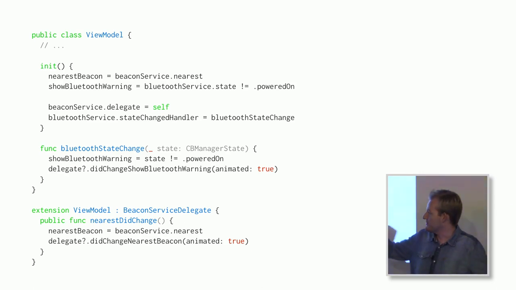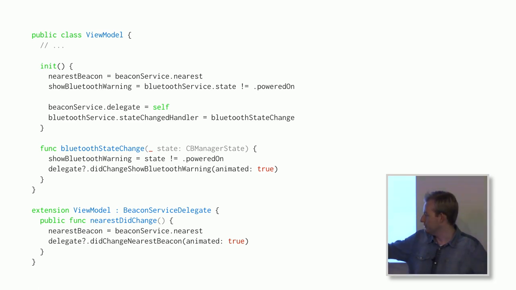In the initializer, it sets its initial state for the nearest beacon from whatever the service has, as well as the initial state for the Bluetooth warning. It registers itself to the services with the state handler and the delegate. And then these are the implementations. The function Bluetooth state changed changes the value of the Boolean, and then notifies the delegates that the state changed.